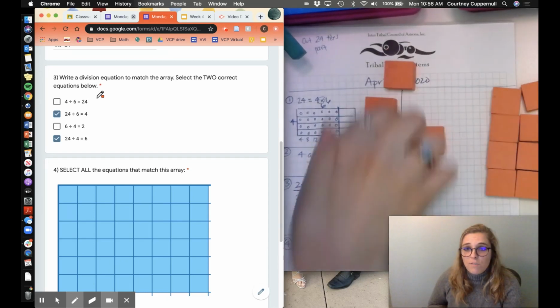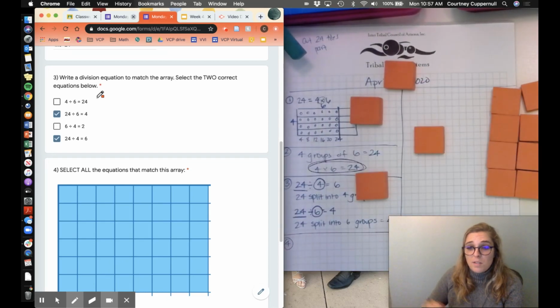Even if I just split them into 4 groups, I've already run out of things. I would have to split these into lots of pieces, so I'm not going to get 24 in each group. I'm going to cross it out because it's a silly one.